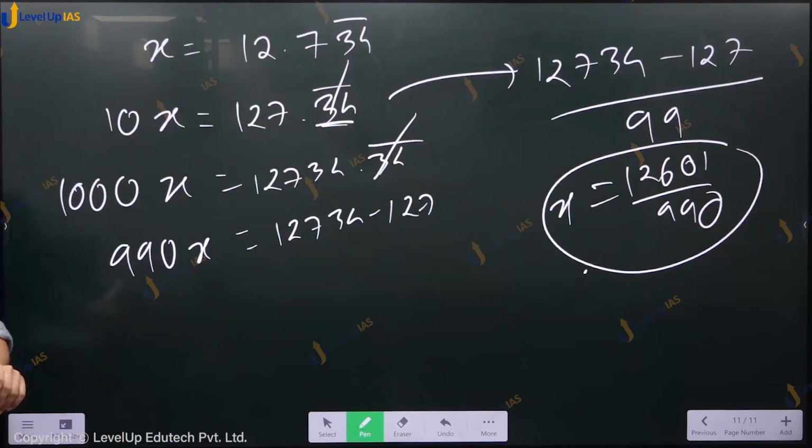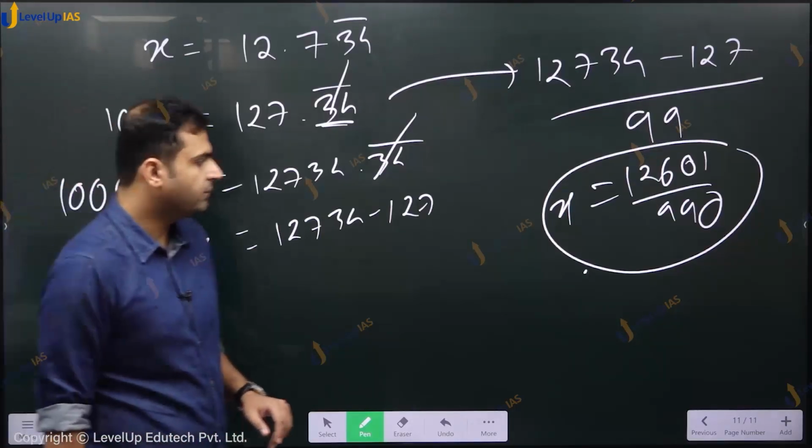Yes, Ashwini, that is correct. Correct, Amrita. Fine.